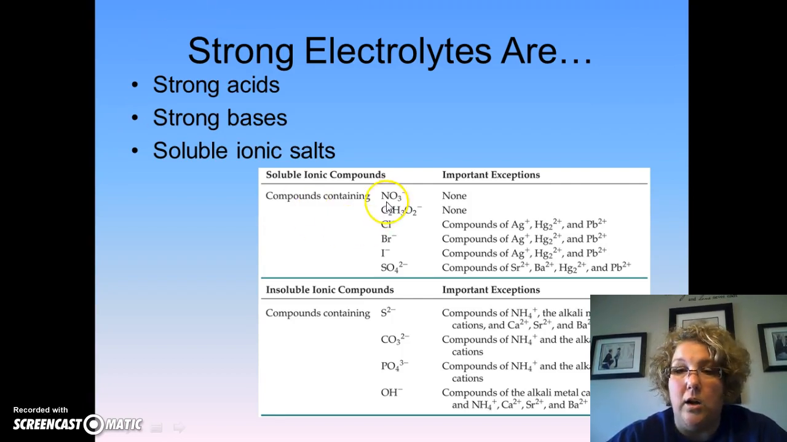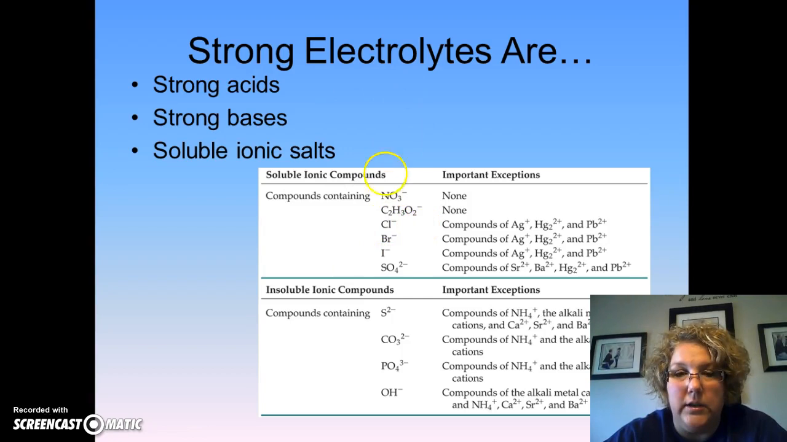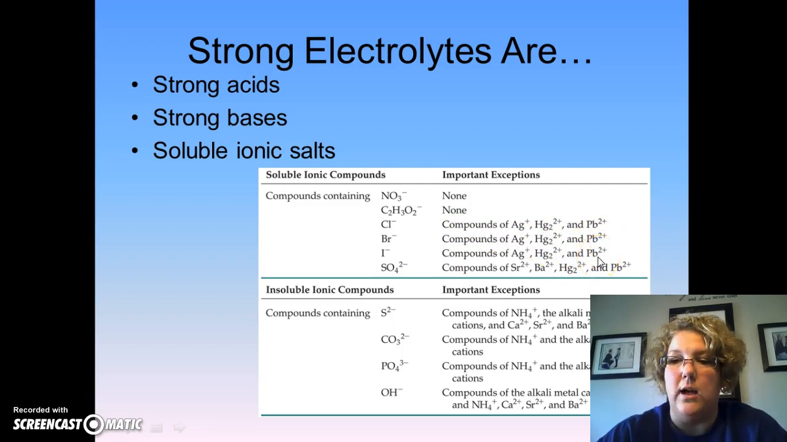All right, so going through the rules, we've got all the group 1 and ammonium are soluble. All nitrates are soluble without exception. All acetates are soluble without exception. Now, your fluorine compounds tend to not be that soluble, but the other halogens are. Cl, Br, and I are all soluble with 3 exceptions: silver, mercury, and lead. So like silver chloride, mercury bromide, lead iodide. Those would not dissolve in water.